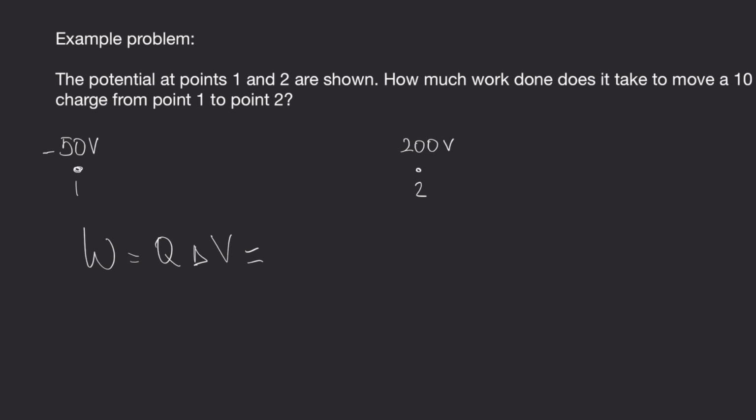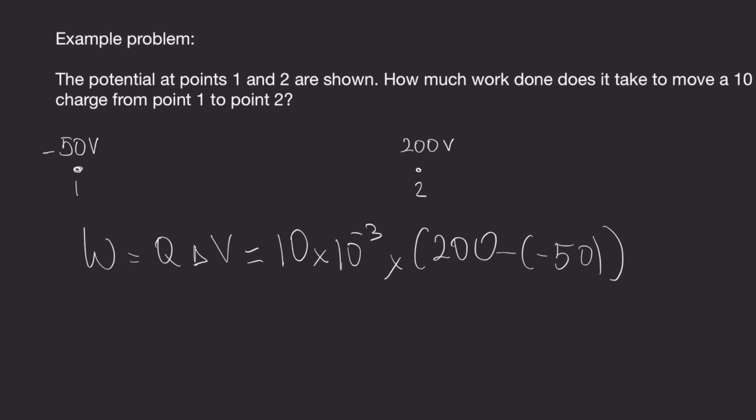So my charge is just 10 millicoulombs, so 10 times 10 to the power minus 3, and my potential difference, delta V, is just going to be 200 minus 50, which is plus 250. So this is 10 times 10 to the power of minus 3, multiplied by 250, which is just going to give me 2.5 joules.